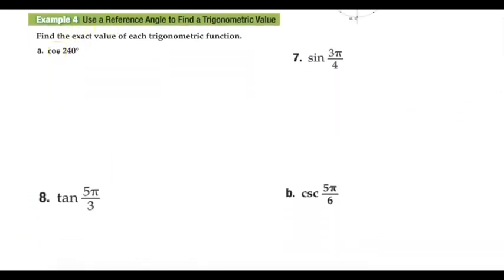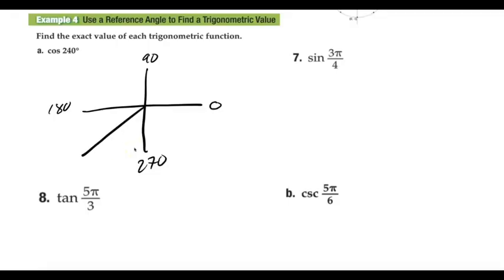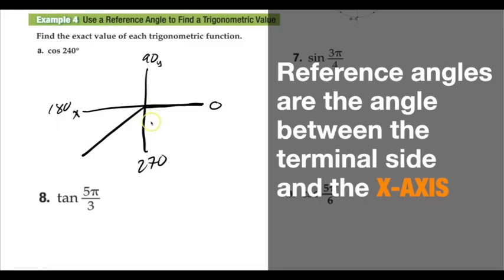Cosine 240. We'll hit some important concepts on the way. Here's 0, here's 90, here's 180, here's 270. Now 240 is between these two. Let's put it somewhere between. It doesn't really matter. It's just a sketch. Now the key thing here is this. You always go to the x-axis. This is my x, this is my y. Don't ever go to the y. It's always to the x.